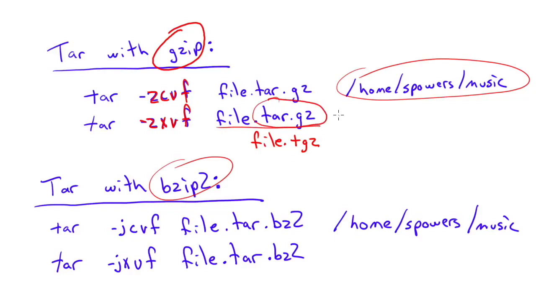So either of these is correct. You can either say file.tar.gz or file.tgz. Both are a way of saying that it's a tar file that is gzipped.